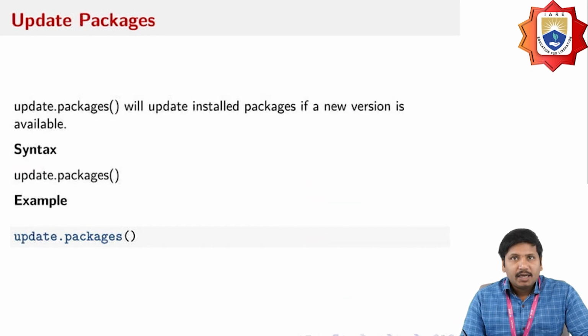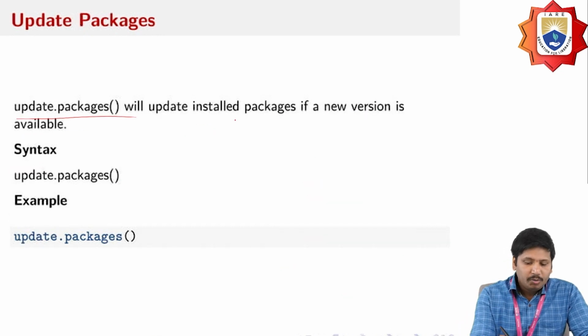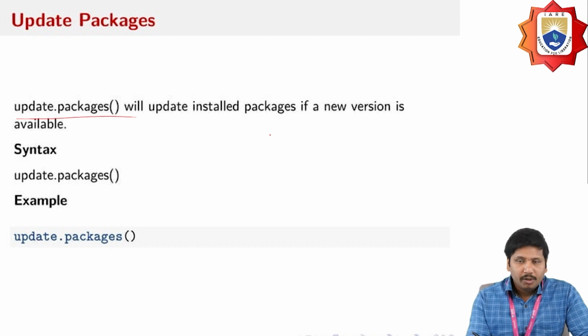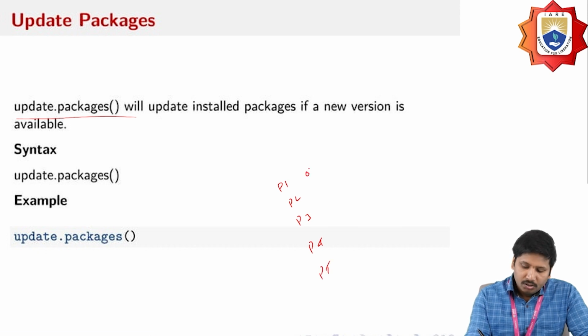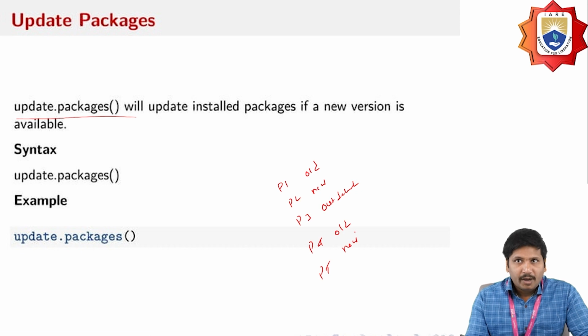The next one is update.packages(). It is used to update packages, that means if a new version is available. Suppose I have packages like P1, P2, P3, P4 and P5. This is the old version and this is the new version, this is outdated, and again old, new. By making use of update.packages() we can know whether a package is old, new or outdated.